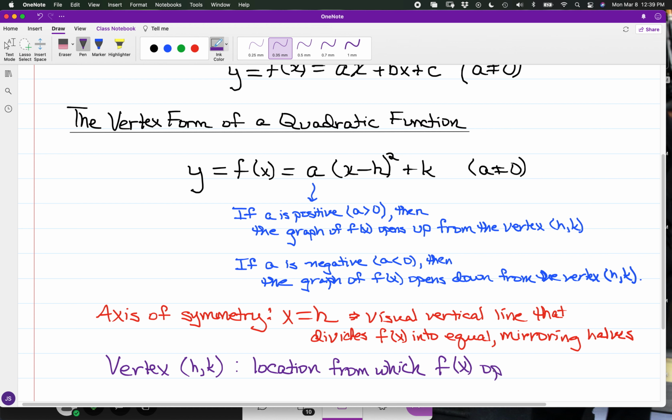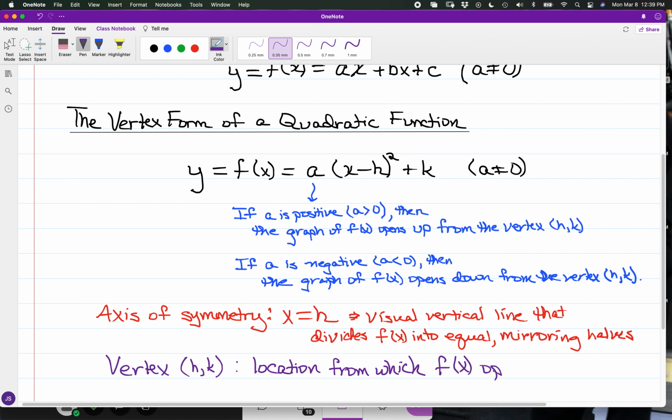So again, this is the vertex, and this is the general format. If a is positive, the graph opens up. If a is negative, then the graph opens down. And again, we have the vertex, the location from which the graph of the quadratic function is going to open.